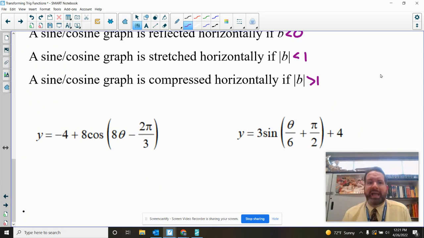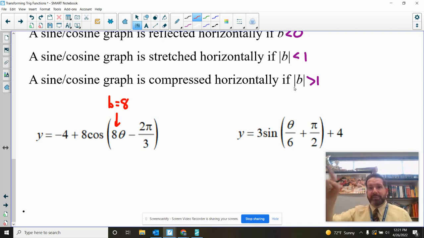What you'll be asked to do in your practice is to look at the equation that's given and determine what the new period is. So you first have to be able to identify the b. Don't make your life complicated. It's simply the number multiplied by the theta. So in this case, b is 8. There it is. So I can see here that's going to be a compression.